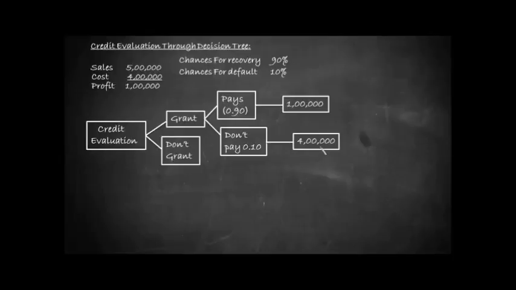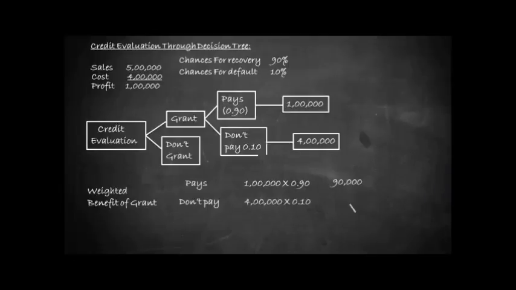So the credit evaluation goes like this. Either you should grant or don't grant. If you grant, there is a possibility he will pay. If he pays, you will get 1 lakh extra, and if he doesn't pay, you will lose 4 lakh. Now we have to find what is the weighted benefit of this grant. So for payment, what is the probability? You will get 1 lakh for 90% sure. So 1 lakh into 90%, which is 90,000. And you will lose 4 lakh if he doesn't pay, for 10% probability. So 4 lakh into 10%, which is 40,000.